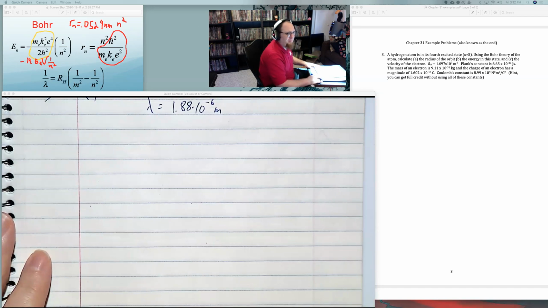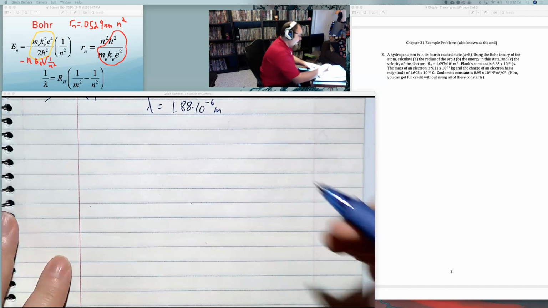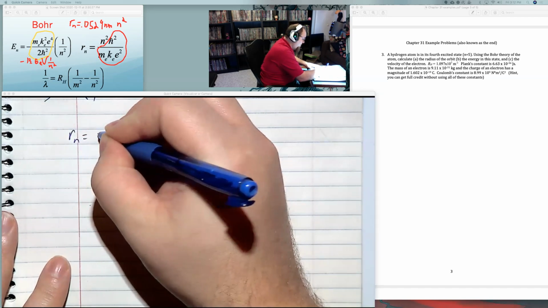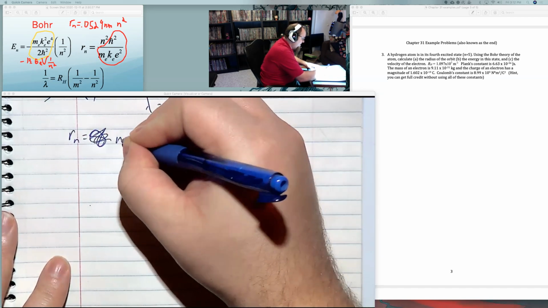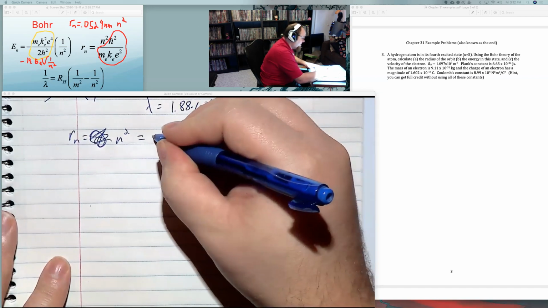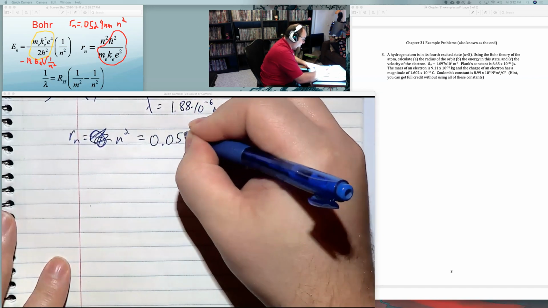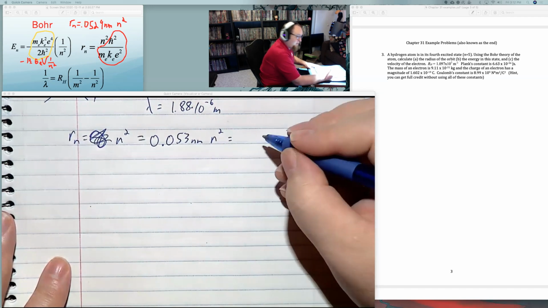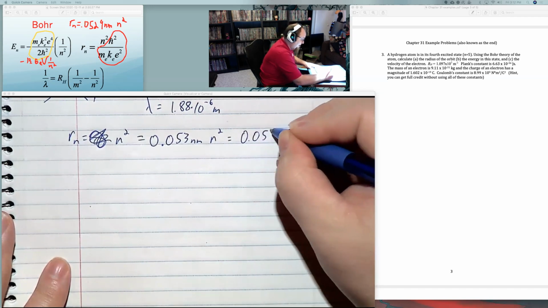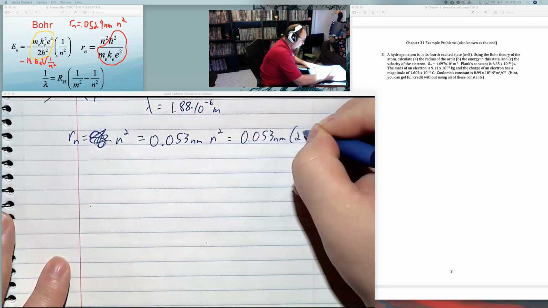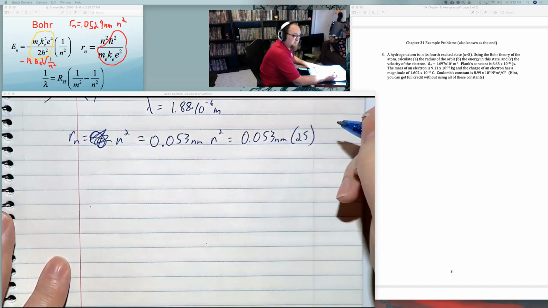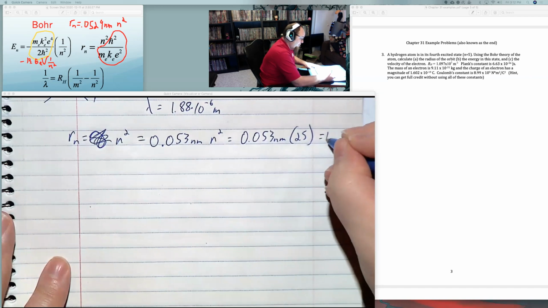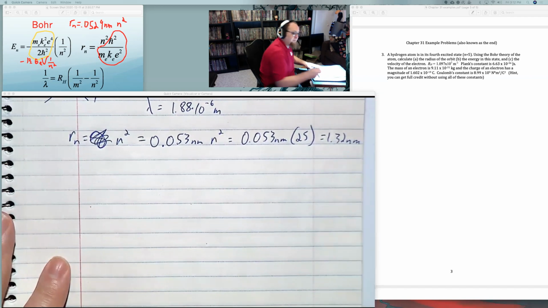But I'm not going to bother plugging those all in. I'm just going to say Rn is a whole bunch of constants times n squared. And that whole bunch of constants works out to be 0.053 nanometers. And so if I want to know n equals 5, it would just be 0.053 nanometers times 25, which is 1.32 nanometers.